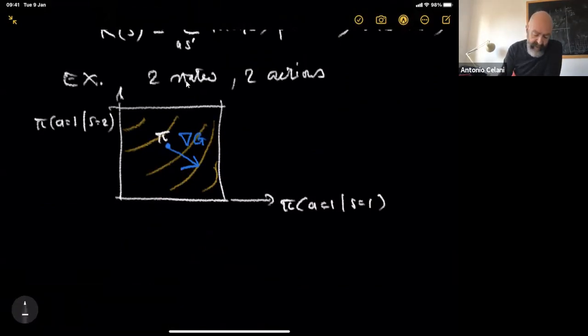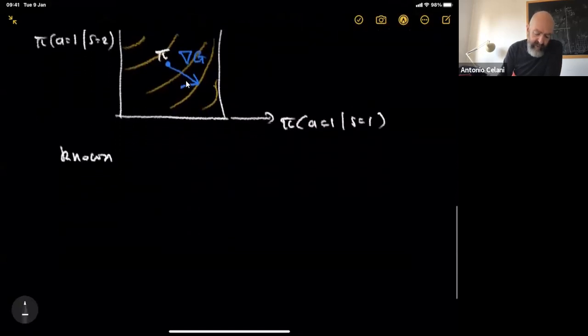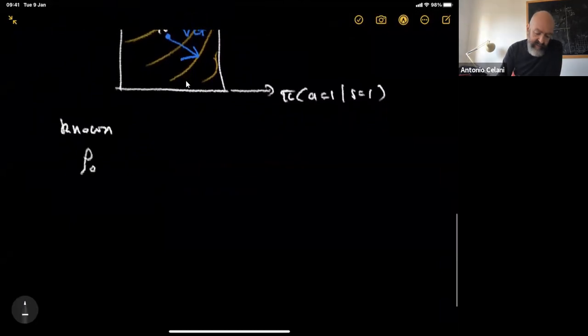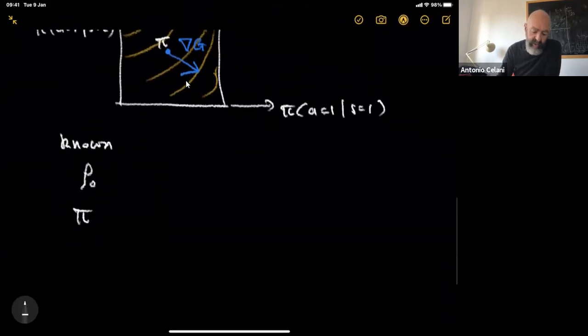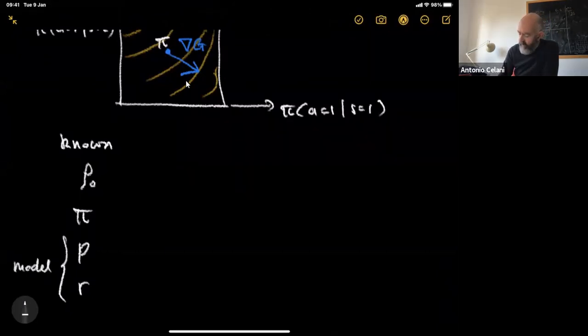Remember, we start with some things that we know. The known things are the initial density, the initial distribution over states, the policy, which is something we choose at any given point in this space of policies. Then we know the transition probabilities small p, and we know the rewards R. These are parts of the model that we have and we assume to be correct.